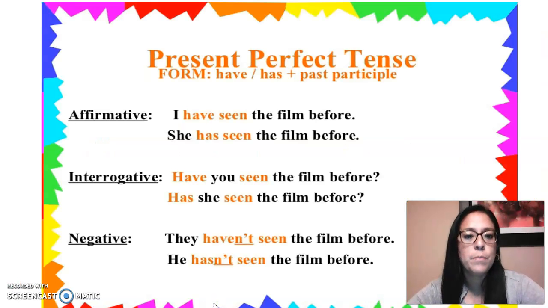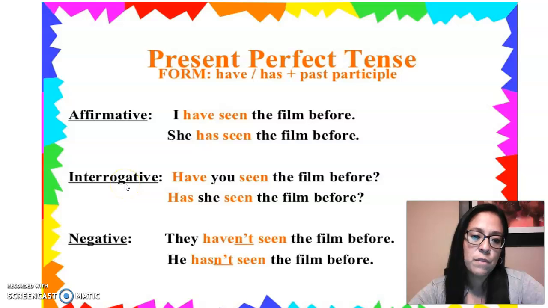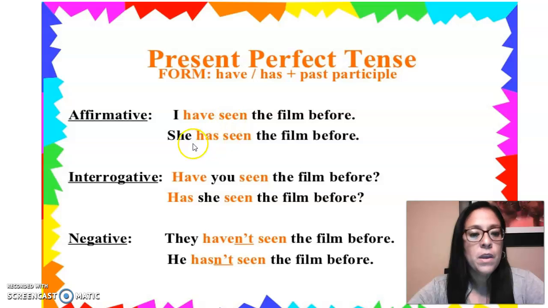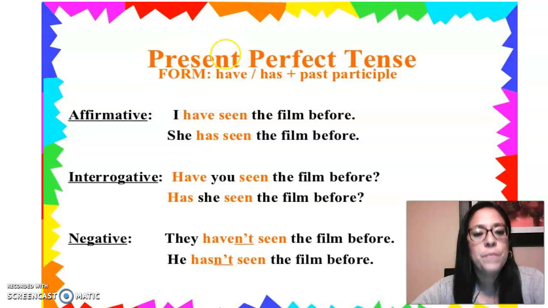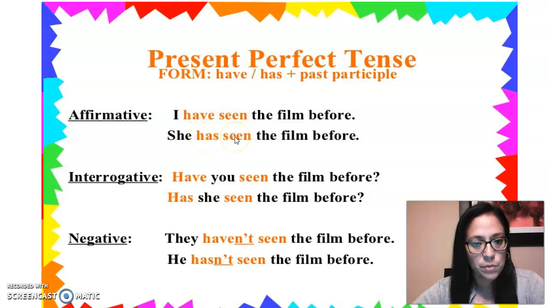Now, here we have examples of the present perfect in the affirmative way, in the negative way, and some examples of yes/no questions. In the affirmative, you can see here that when we use, for example, the subject I, we have to use have plus the past participle, of course. And when we use she as a subject, we have to use the auxiliary in a different form. We use has plus the past participle.